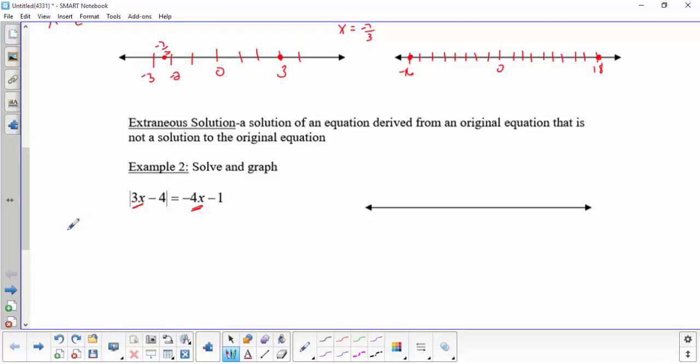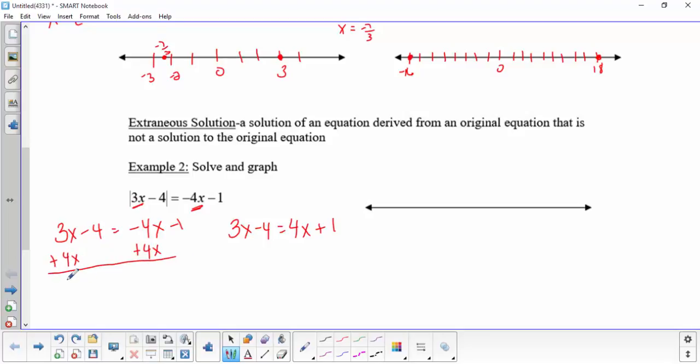two equations. So my first equation would be 3x minus 4 equals negative 4x minus 1. For my second equation, I would multiply one side or the other of this by negative 1. In doing so, I get 3x minus 4 equals positive 4x plus 1. So now we'll go through and solve our equation. I need to put the x's on one side, so I'm going to add 4x to both sides.